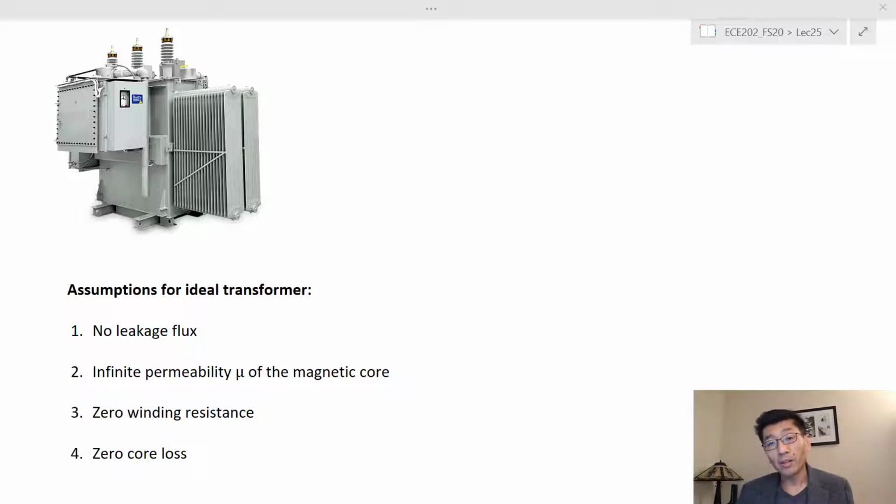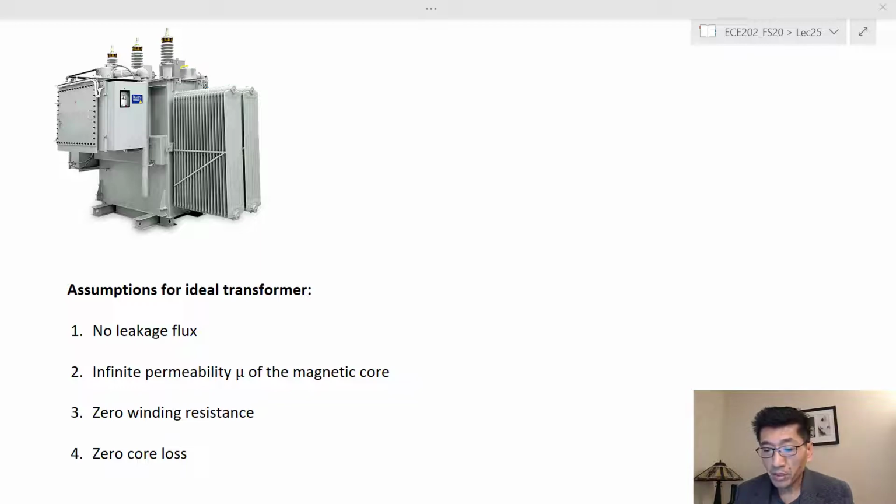But transformers are a little bit more complicated to analyze. So we start with the ideal transformer. There will be more detailed analysis when you take 320. Some of you might do that.